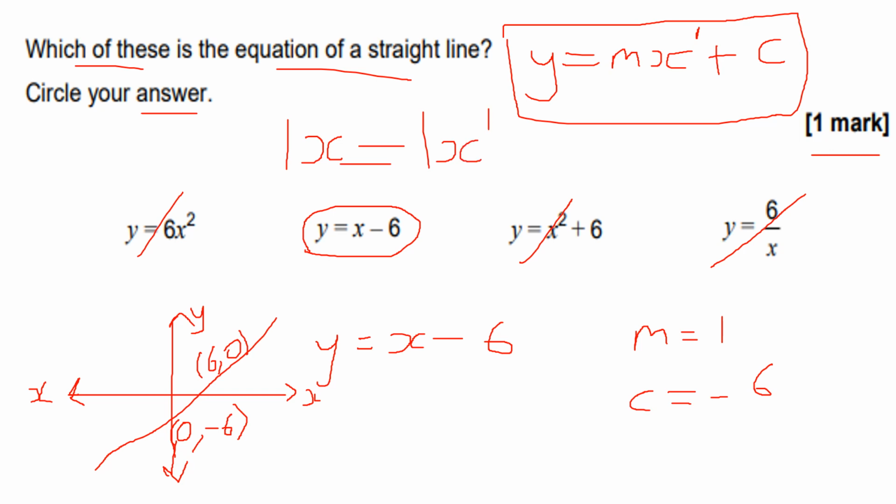If it's a power of 2, then it's a quadratic. If it's a power of 3, then it's a cubic. If it's a power of 4, then it's a quartic. If it's a power of 5, it's a quintic, and so on and so forth.